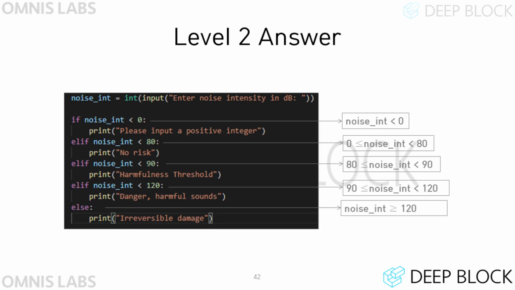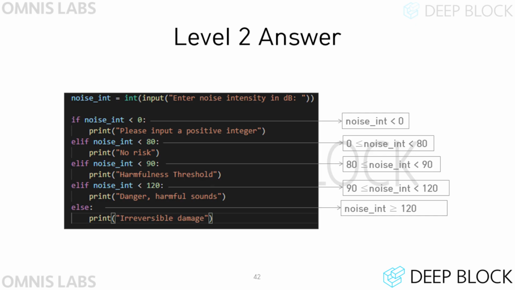Here's an example solution for the second question. First, the program receives the noise value from the user, converts it to an int type, and stores it in a variable called noiseInt. If the user inputs a negative number, we can print the string "please input a positive integer." If the input value is less than 80 without being negative, "no risk" is printed. And if the above two conditions are not true and the noise value is less than 90, it means that the noise value is greater than or equal to 80 and less than 90. Thus, the string "harmfulness threshold" is printed for this case.